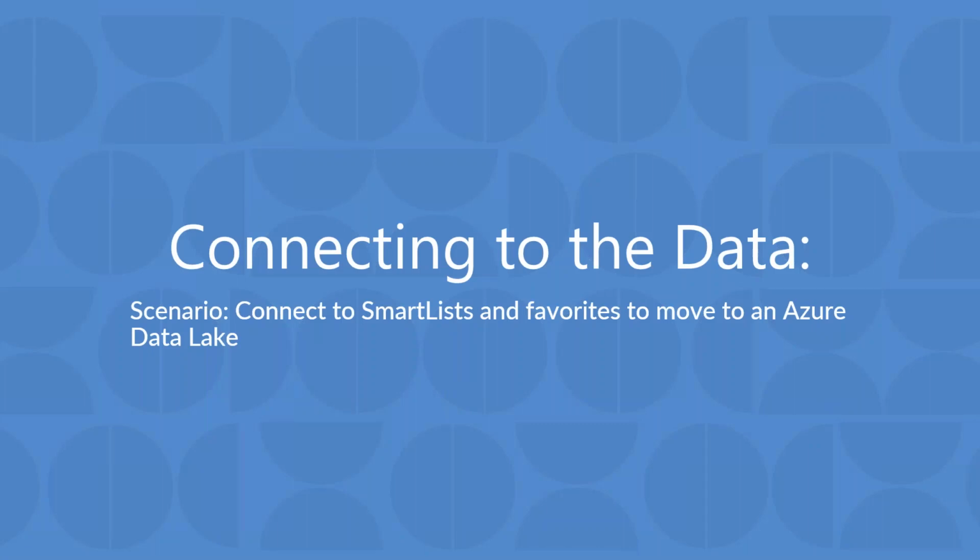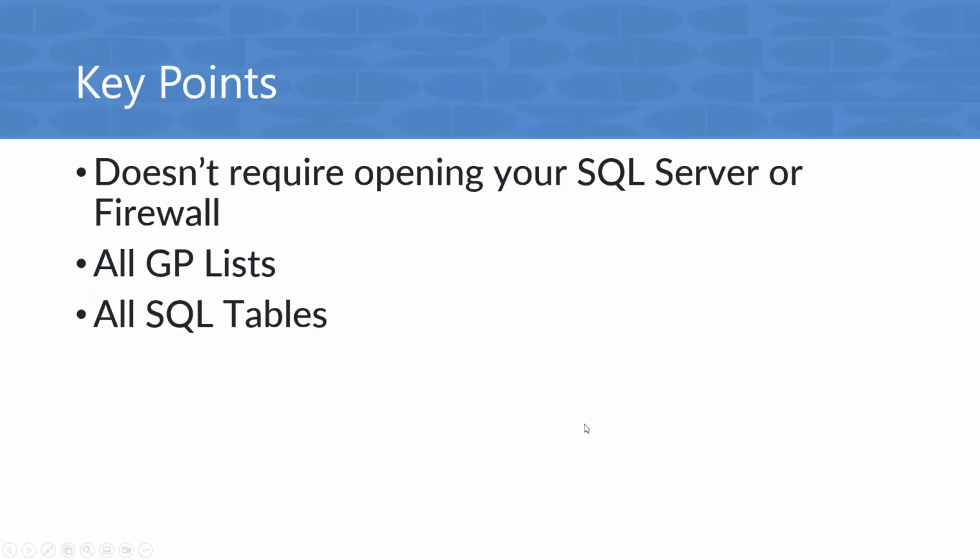We're going to be getting into the Popdock Data Lake upload tool. The first thing we have to do is connect to that data. We're going to give you a couple of options to either connect to your smart lists and those favorites and move that to Data Lake, or there's also another option that I really call the insurance policy, if you will. So let's talk about a couple key points into this. A really big benefit is that this does not require punching a hole into any firewalls or opening up ports on the SQL Server to the internet.